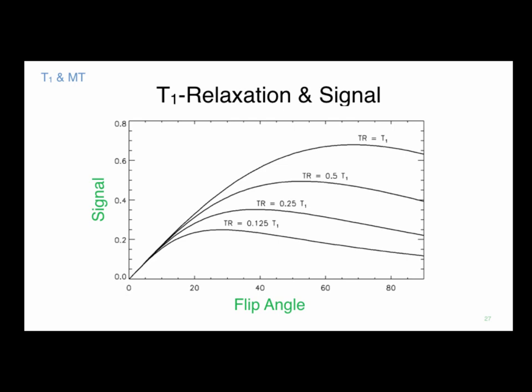So if you plot the signal as a function of flip angle for different ratios of the repetition time compared to the T1 relaxation time, this is what you get. If this ratio is short, you end up with what is called a lot of saturation. If the TR is long compared to the T1, you have more time to recover the magnetization and always a higher signal. You can also see that for every chosen ratio of the repetition time and the T1 relaxation, a different flip angle gives you the optimal signal.